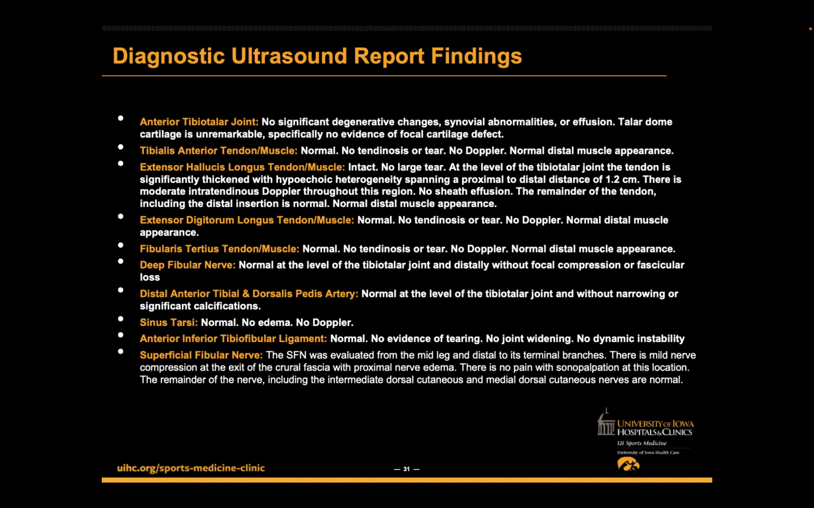And then the superficial fibular nerve was evaluated from the mid-leg and distal to its terminal branches. There was mild nerve compression at the exit of the crural fascia with proximal nerve edema. There was no pain with sonopalpation at this location. The remainder of the nerve, including the intermediate dorsal cutaneous and medial dorsal cutaneous nerves, were normal.